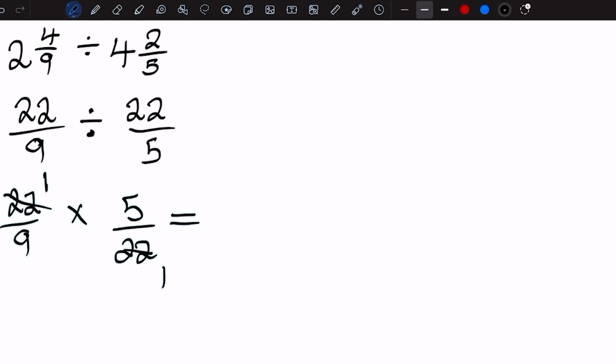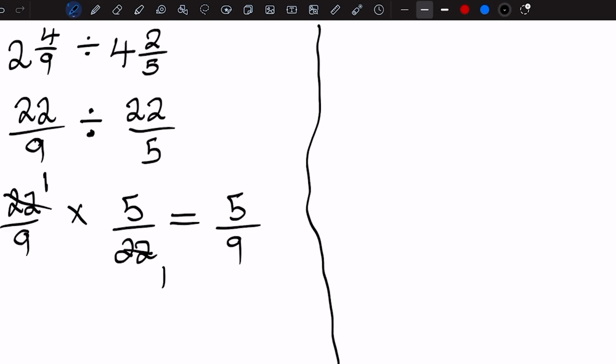So we'll say 1 times 5, that's 5, and then 9 times 1, that is 9. So that's what we have right there, and that's finished. So when you have 2 and 4 over 9 divided by 4 and 2 over 5, our answer is going to be 5 over 9. Let's look at the next one again, if you didn't catch that.